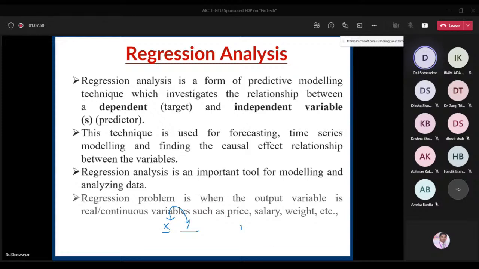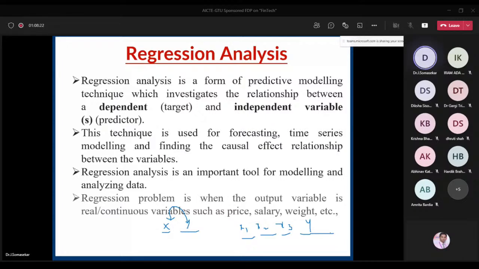Suppose we have more than one independent variable, it looks like this: x1, x2, let us assume x3, and y. In this case, the number of independent variables is 3 and the dependent variable is y. So this is a basic definition. It makes a relation between the dependent variable and the independent variables. It's very useful for forecasting and prediction, especially price prediction, salary prediction, weight prediction. For that, we can go for these regression models in machine learning.